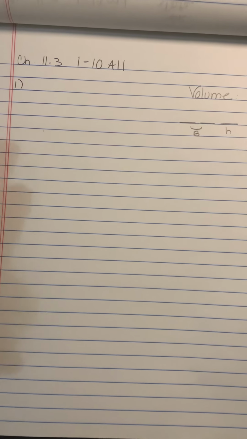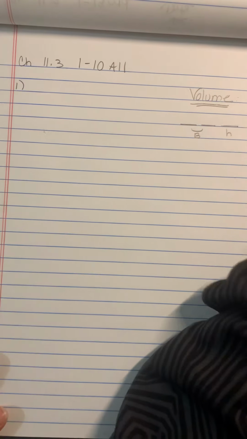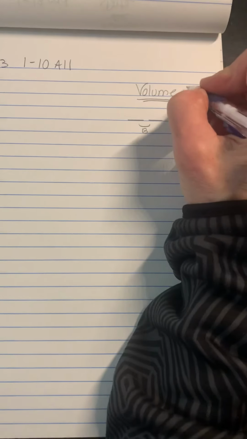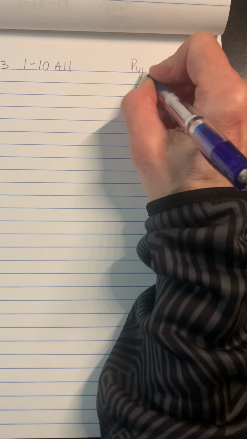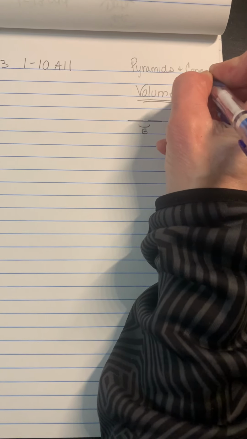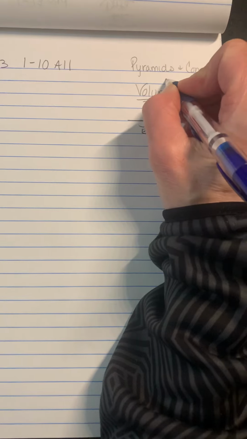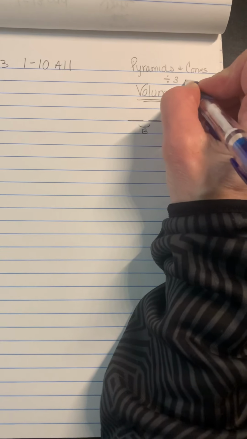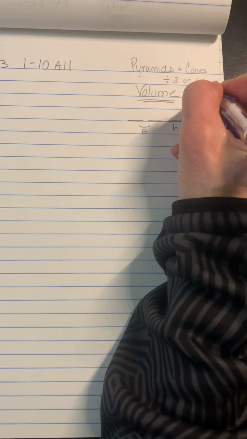All right, 11.3, we're gonna do 1 through 10 all. And again, we're doing volume, but this time we're doing volume of pyramids and cones. That's our pointed figures. So remember, these are gonna either be divided by 3 or divided by 6, okay?